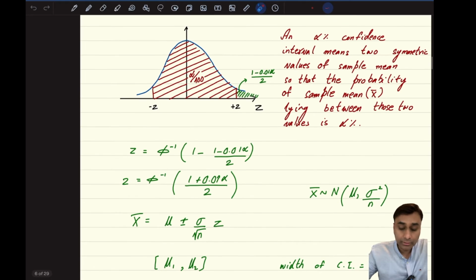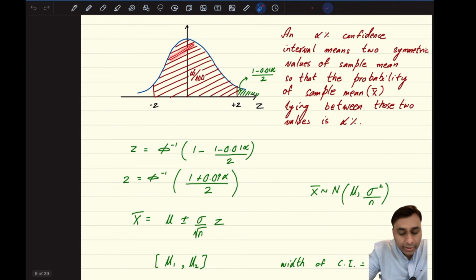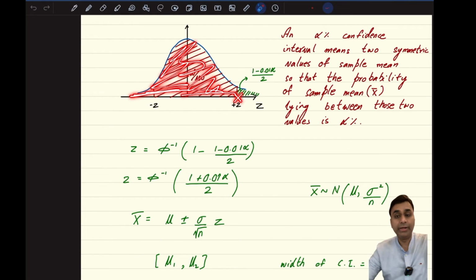So the process is pretty simple. It's just like a formula that you have to apply. But first of all, you need to understand that if it's a 90% confidence interval, that means both tails of the normal distribution have a combined 10%. So each tail should have 5%, and hence the probability of less than z should be 95%. So for a 90% confidence interval, you have to take phi inverse of 0.95.